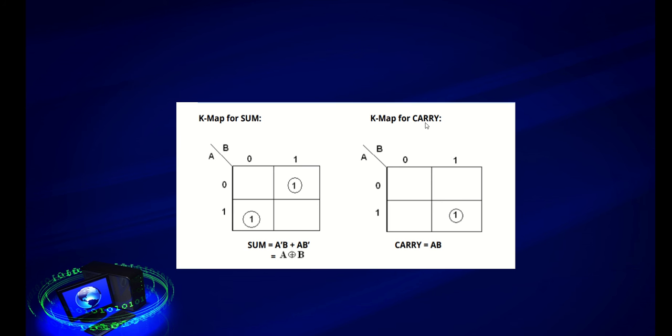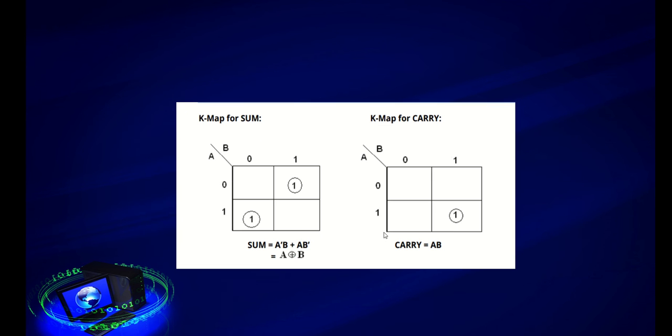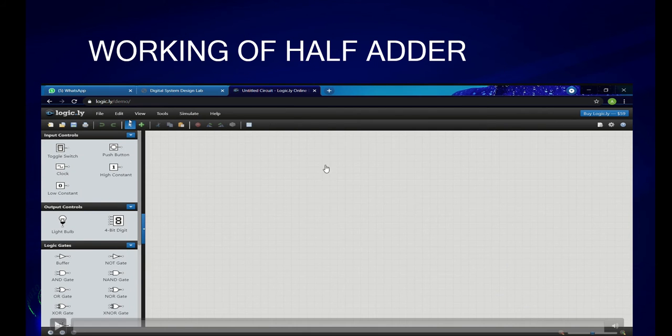Same for the K-map for carry. So if we see, the only input which gives output as 1 is 1 and 1. So we are taking that A as 1 and B as 1, the output will be 1. So the Boolean expression we get is carry is equal to AB. And let's see working of the half adder.